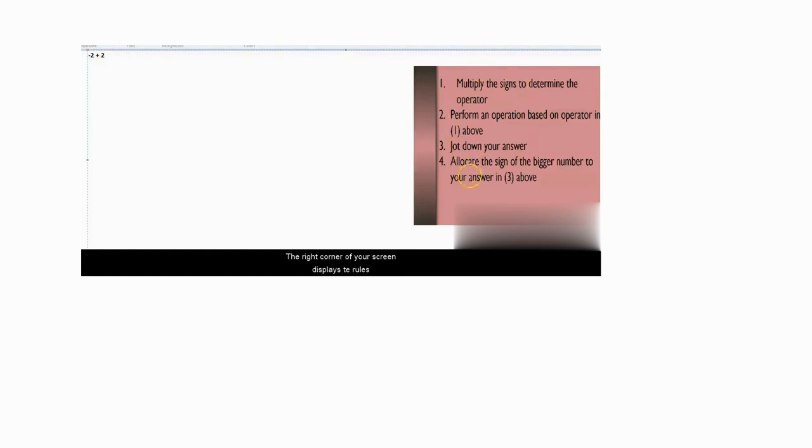The right corner of your screen displays the rules. I keep it here for reminders, because we are going to be using these all along from the beginning to the end. That's why it needs to be on the side of your screen. You need to be with it throughout the solution process.